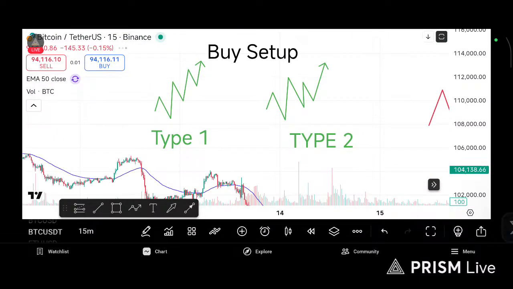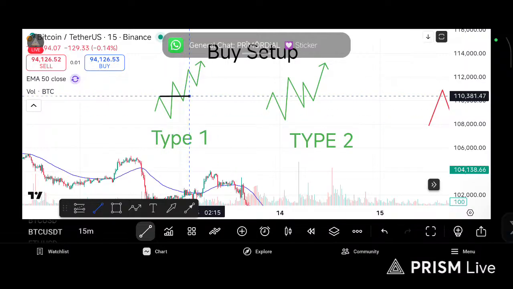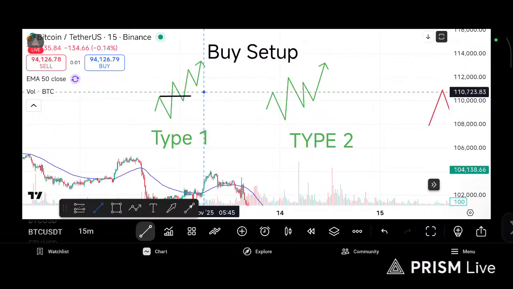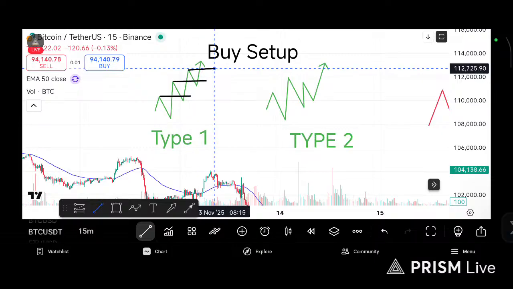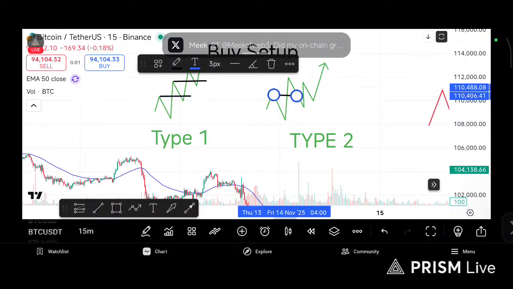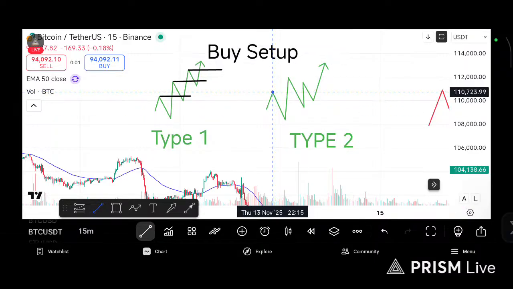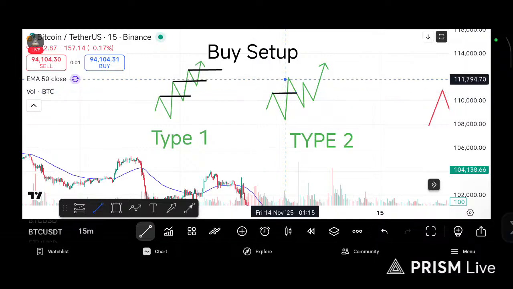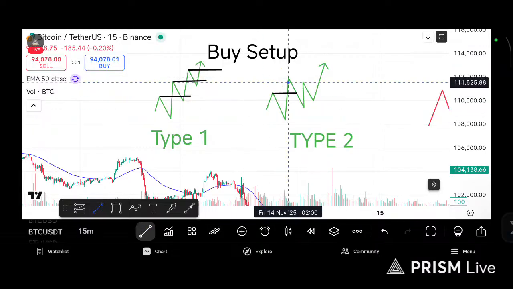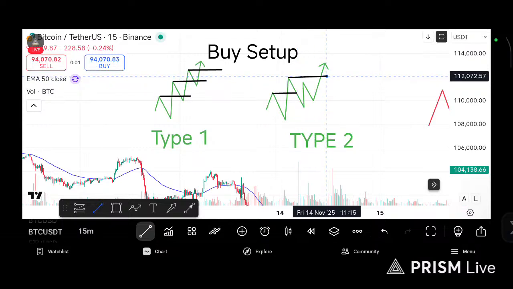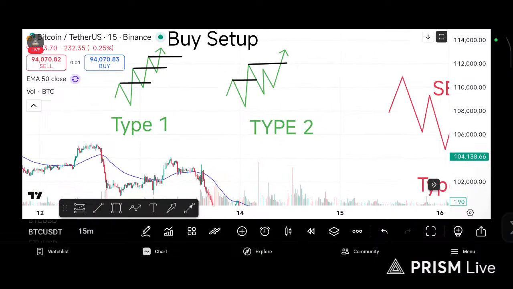Now for you to see this, this is going to form our breakup structure. This is our breakup structure, right? This is another breakup structure. It breaks the previous higher high. Have you seen it? This is another breakup structure. But for the type 2, we also have this. So that is it for the buy setup.